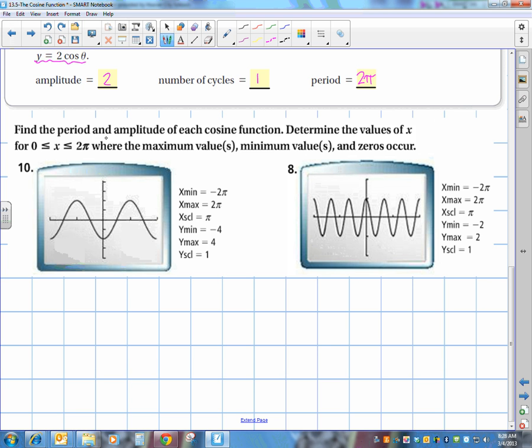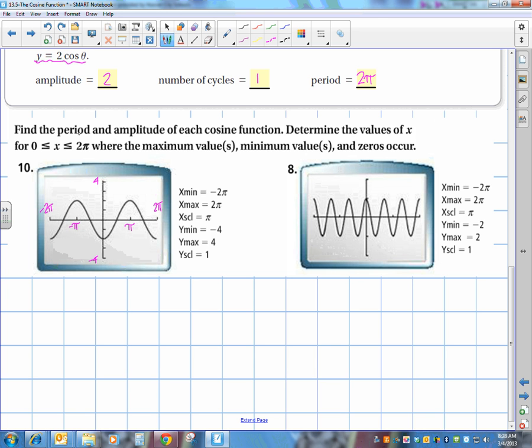Find the period and amplitude of each cosine function. Determine the values of x for which there's a maximum, minimum, and zeros. So I'm looking at a calculator screen. I have x min at negative 2 pi, so this is negative 2 pi. This is positive 2 pi. The scale is pi, so they're letting you know that they've put a tick mark at every pi units. My y min is negative 4. My max is 4. Okay?